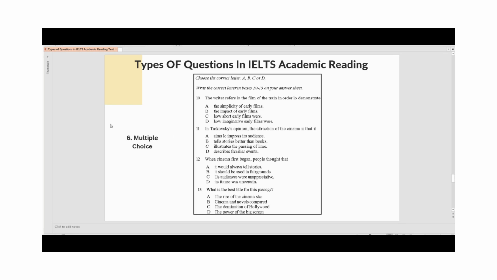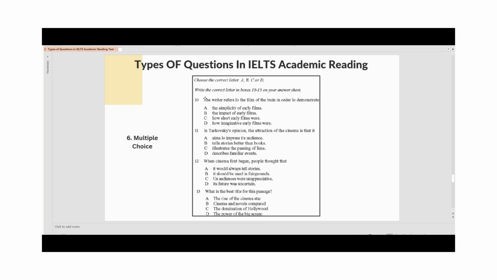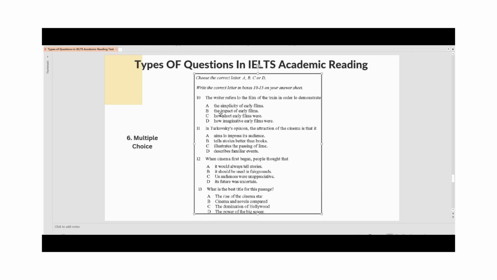So this is an example. I will explain it a little bit. Choose the correct letters A, B, C or D. Write the correct letters in the boxes 10 to 13 on your answer sheet. The writer refers to the film of the train in order to demonstrate. So this is question number 10, and these are the four options, and only one of these options is true.